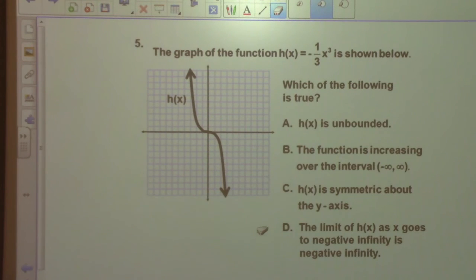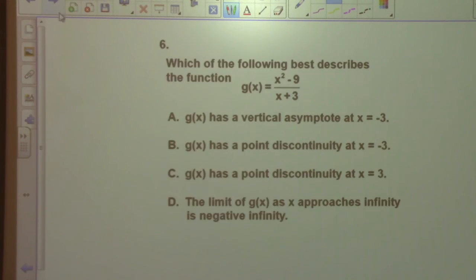Then this one here, what'd you get for this one? Should be A, unbounded, okay? Next one here, what'd you get for 6? B. Everybody get B? Kay, did you get B? You didn't? Okay. I got B.